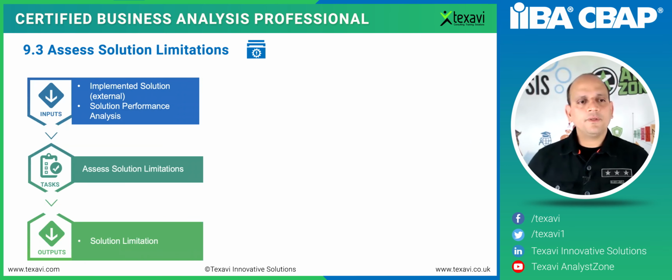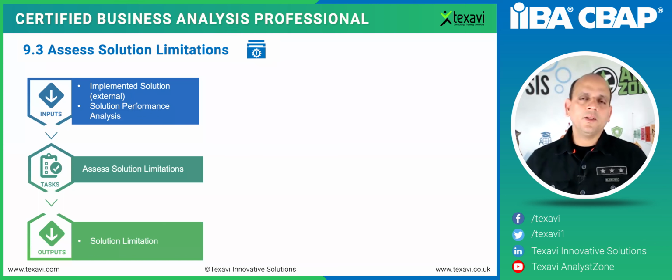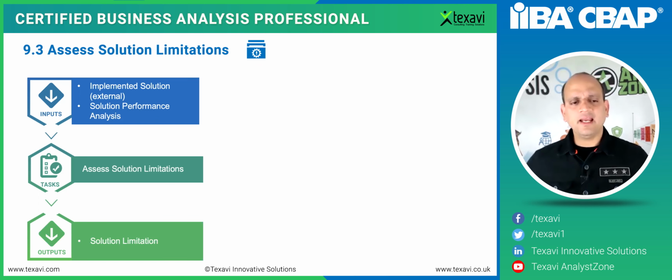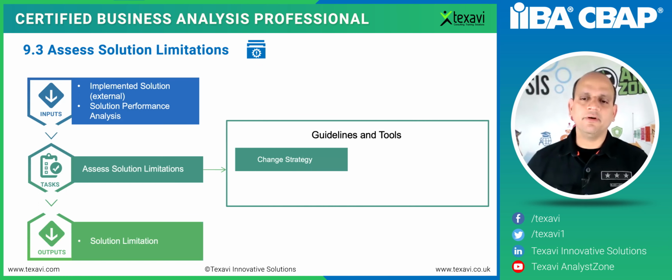So in terms of the inputs for this one, we have the implemented solution. We have the solution at whatever stage it is. That is going to be a key input. We look at the performance of that. We look at the solution performance analysis coming in from the previous activity. That is going to be the input into this one. And then with that as the input and the baseline, we would have to look at the assessment of the solution limitation. What are the constraints within which the solution is really operating?